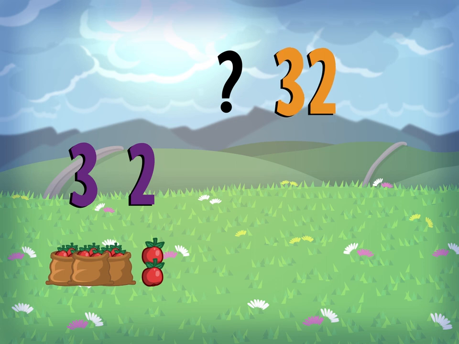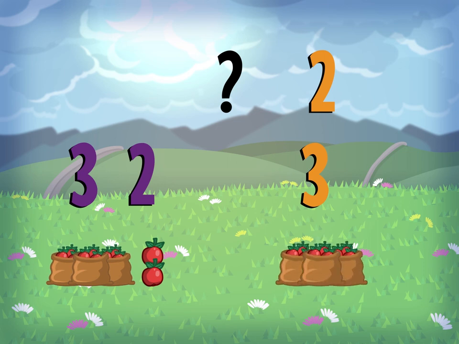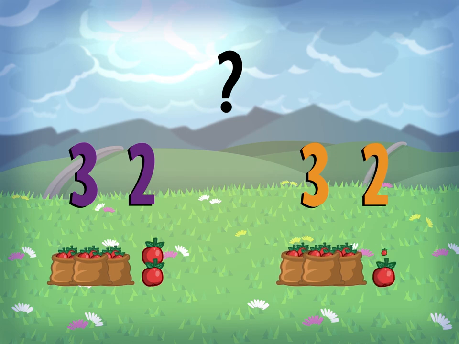Now we look at the other number. It also has 3 tens. We will replace them with the apple bags too. The number on the right also has 2 ones. We will show them as 2 single apples as well.